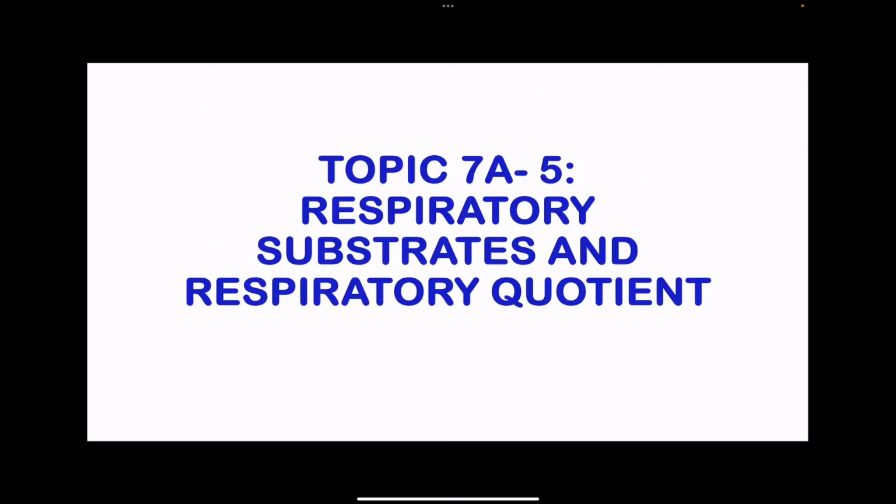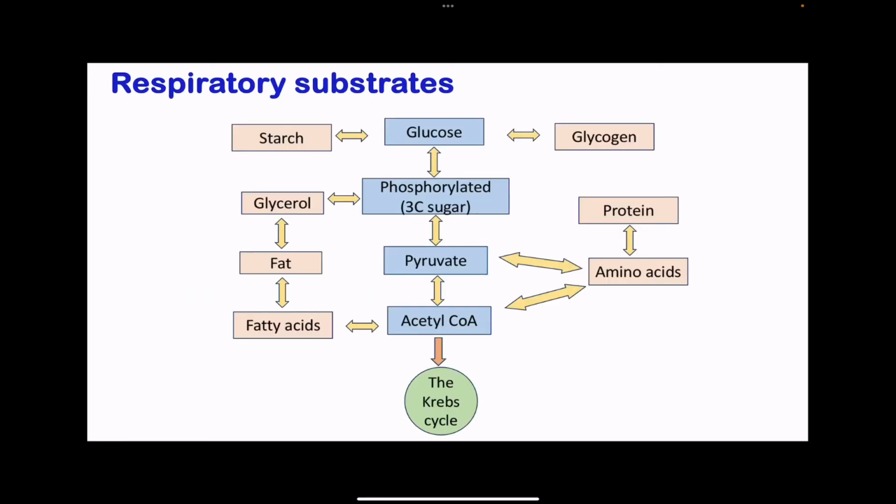Lastly, topic 7A5, respiratory substrates and respiratory quotient. Here we're going to be looking at the components that can be respired in the cell and the significance of which components are respired. So starch can be converted into glucose. We know that is digestion breaking it down.